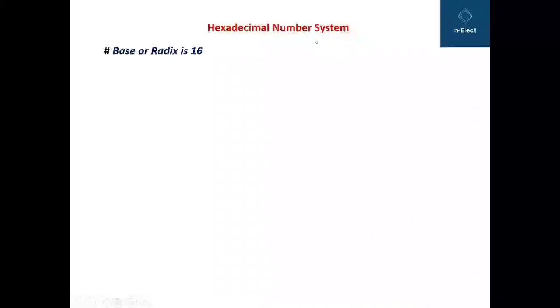As you all know, hexadecimal number system is a number system which uses 16 different symbols to represent any number and therefore its base or radix is 16. The 16 different symbols it is using are 0 to 9 and A to F.